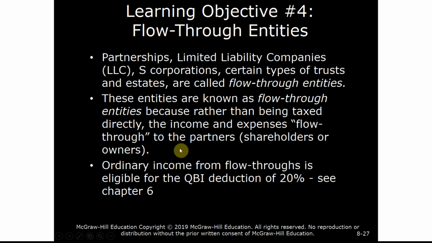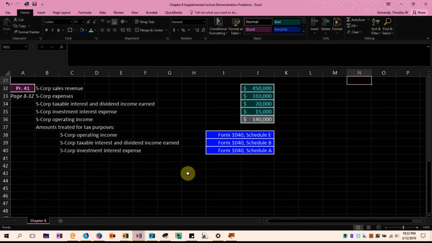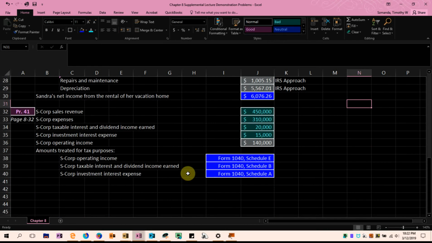So let's go through an example of this idea of pass-through entities. The one I'm looking at is problem number 41, in your text on the top of page 8-32. We're not going to go too deep into calculating the amounts on K1, but we do need to know what tax form we should be using. So in problem 41 on page 832, Nicole and Muhammad are married taxpayers.